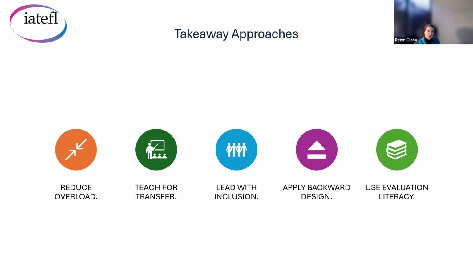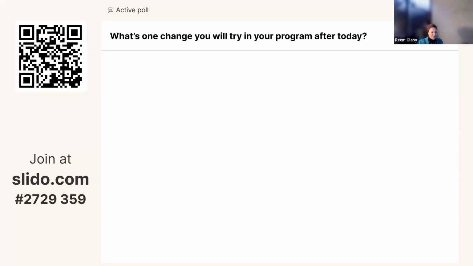which takes me to another Slido, and hopefully I think this is the last one. So as we come to the close of our session, I'd like to ask you about what's one thing, let's say, one change that you're going to try in your program after today. It could be something small like trimming one overloaded unit, maybe embedding more student choice, maybe starting with outcomes before planning, reverse engineering.